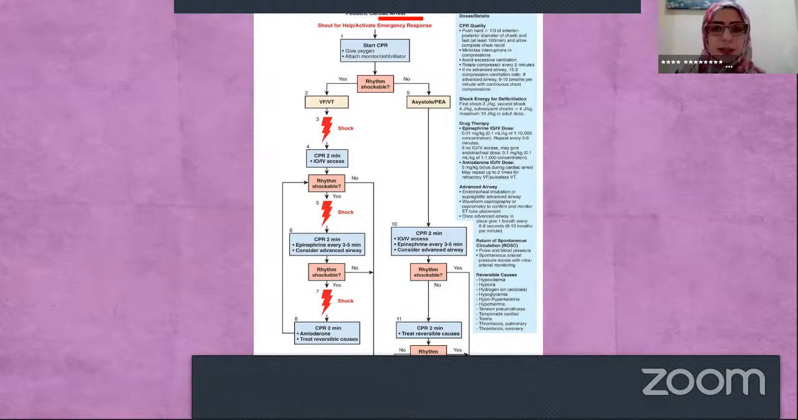It's noticeable here in the algorithm that after the first shock, when you're about to give the second shock, it is very important to give the epinephrine. And after the third shock, it's good to infuse amiodarone. Again, it's a little hard for you to memorize now, but it's good to know, especially epinephrine. Epinephrine plays a very important role in CPRs.